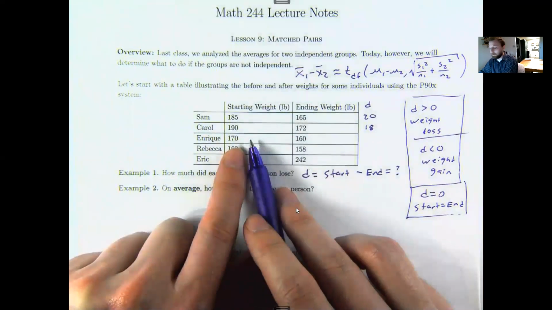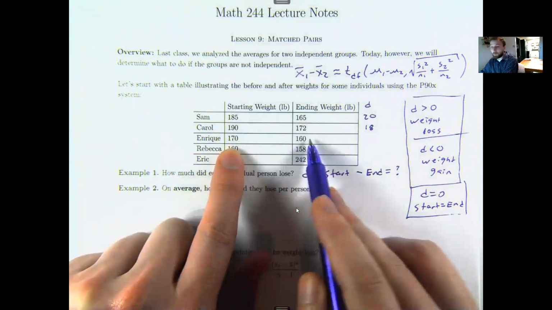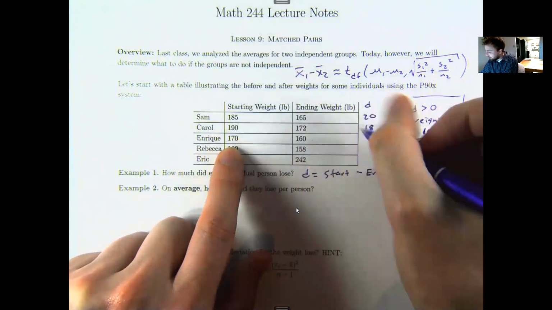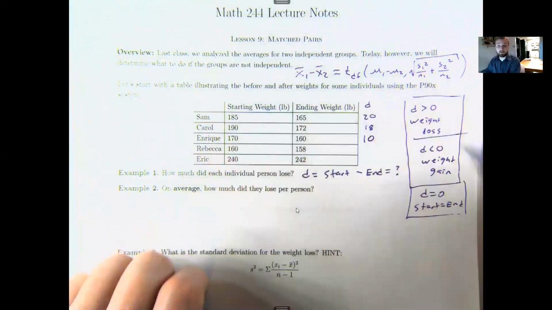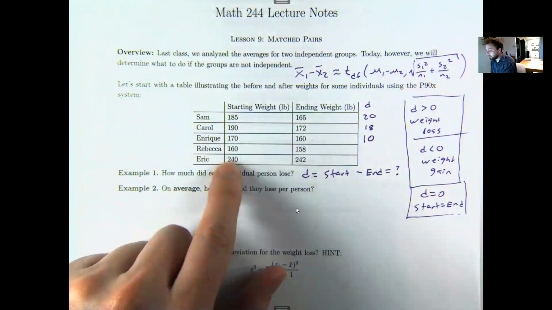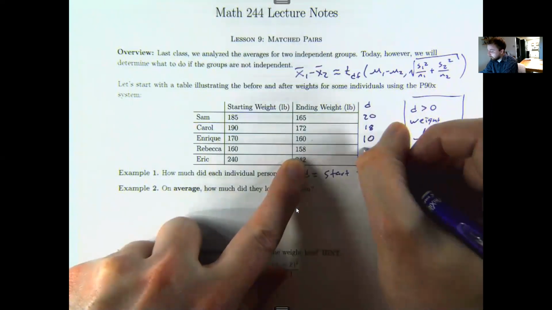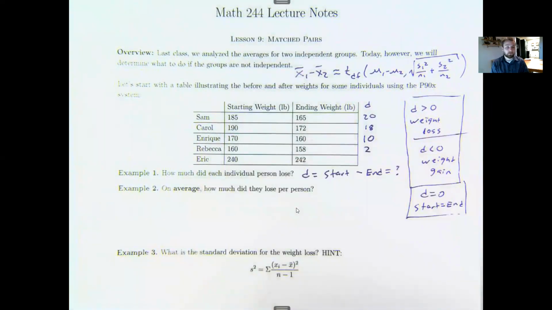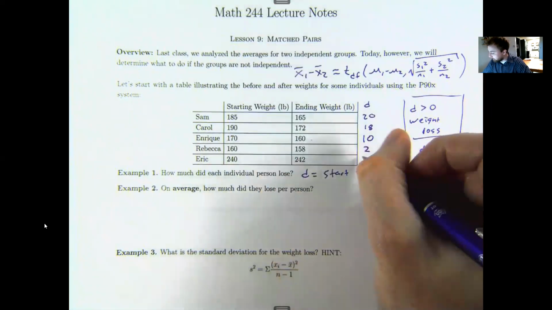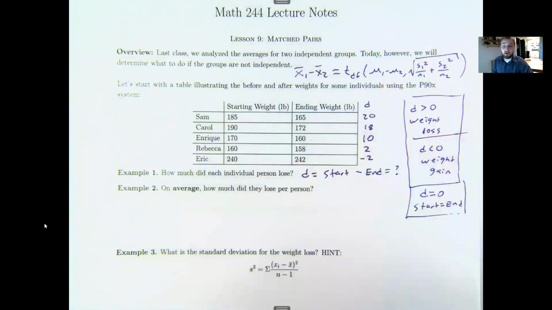Enrique went from 170 to 160. That's a loss, should be positive. 170 minus 160 tells me Enrique lost 10 pounds. Rebecca went from 160 to 158. She lost 2 pounds. Eric went from 240 to 242. So if I do this subtraction, I end up getting a -2. He did not lose weight. Eric was the only person in this group that actually gained some weight.